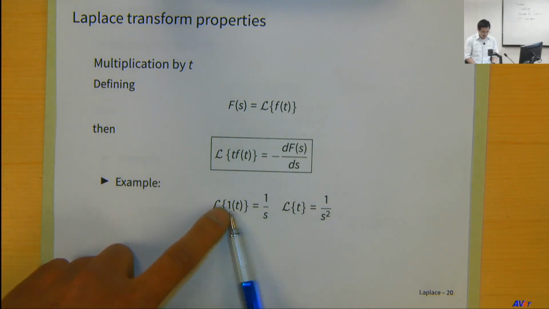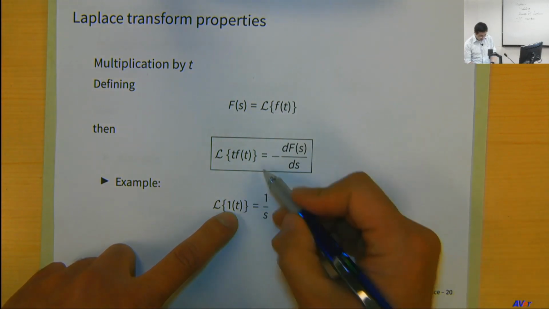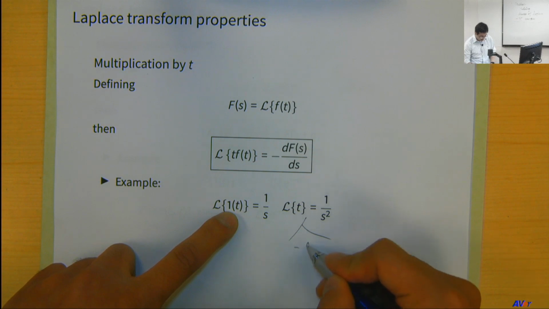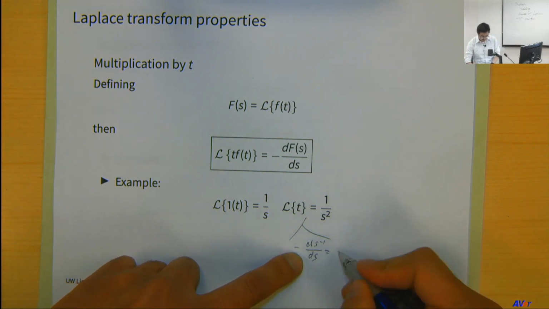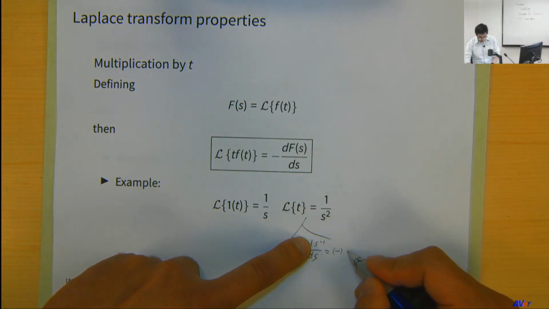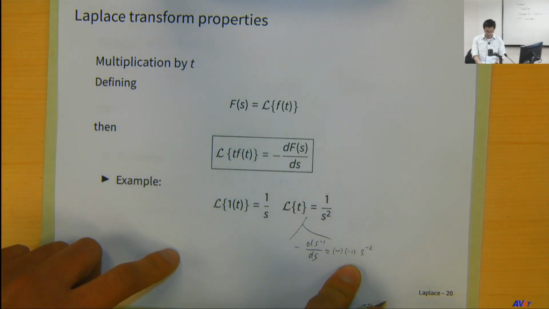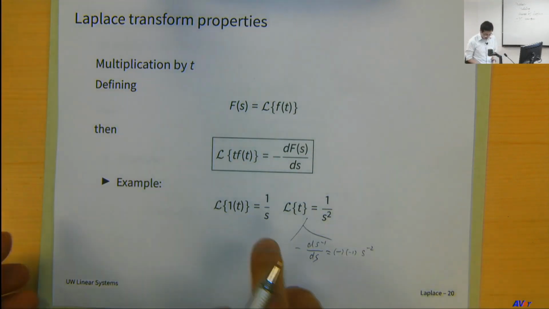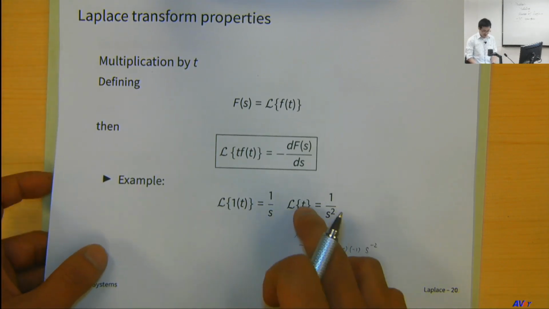Essentially, once I know this, I can calculate this using this property. Using this property, it's the negative derivative of s to the power of negative 1, that is 1 over s. And the negative derivative of s to the power of negative 1 is negative 1 times s to the power of negative 2. So it's this one. This is super helpful when your function has scaling factors t inside.